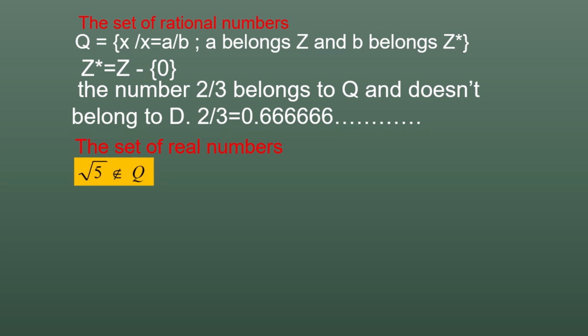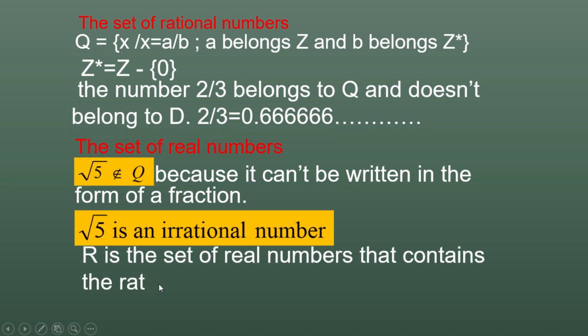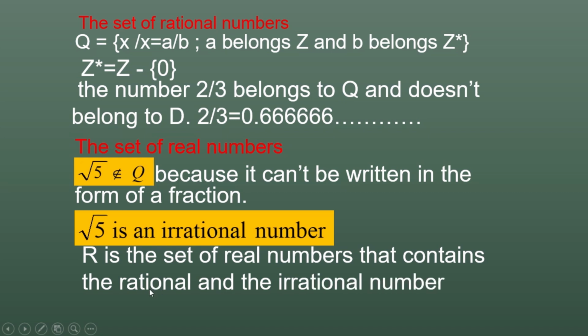The set of real numbers: radical 5 doesn't belong to Q because radical 5 can't be written in the form of a fraction. We can prove this. Radical 5 is an irrational number, so radical 5 doesn't belong to Q. R is the set of real numbers that contains the rational and the irrational numbers. So R is the biggest set till now.